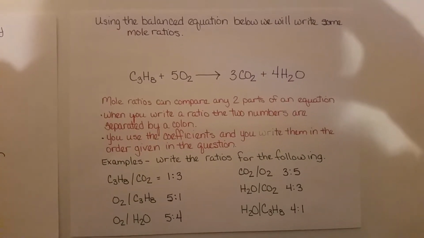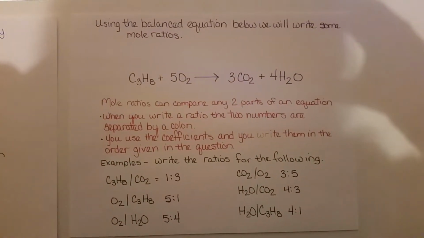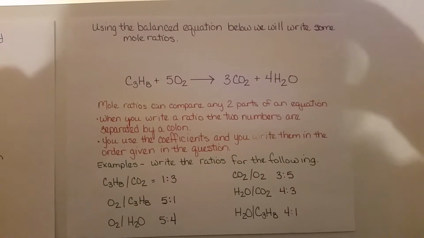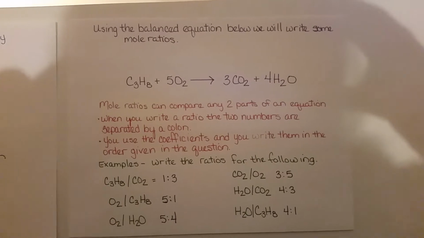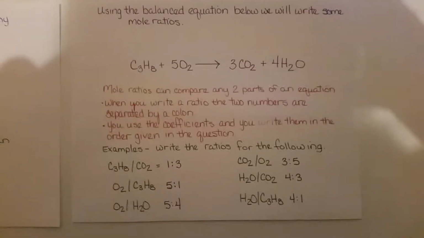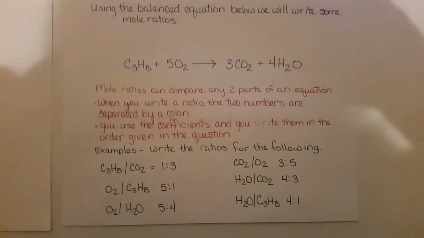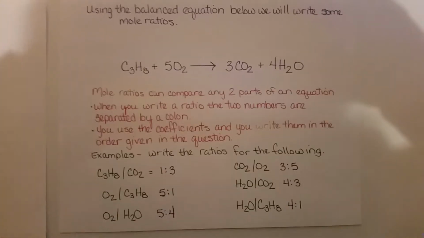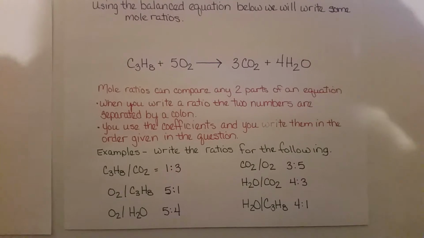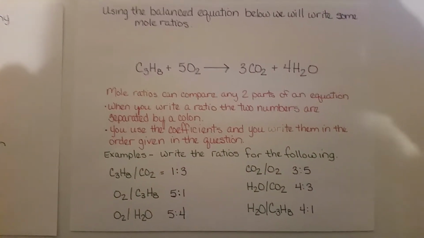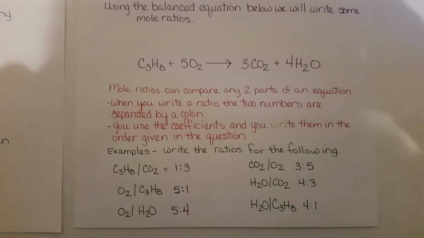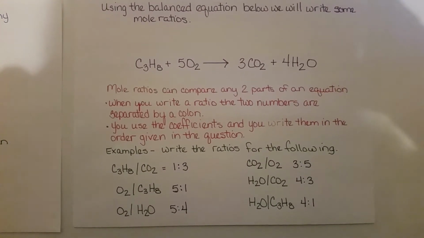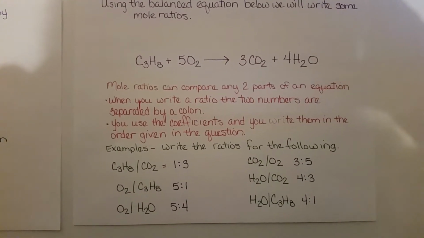Okay, so we're going to take a look at this equation here. C3H8 plus 5 moles of O2 produces 3 moles of CO2 and 4 moles of H2O. And we're going to talk about setting up some mole ratios. Mole ratios can compare any two parts of an equation. When you write the ratio, the two numbers are separated by a colon. You use the coefficients and you write them in the order given in the question.